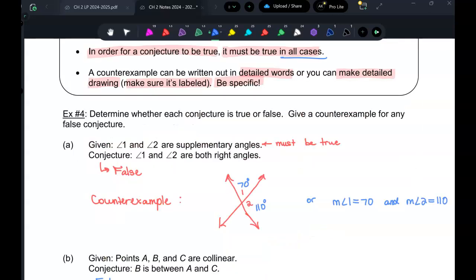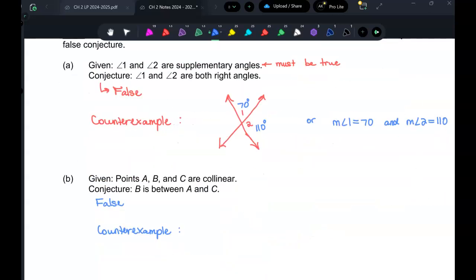Right? So in the first example, I only gave you one example that made it false. Now, this is not the only example. We used 70 and 110. We could have used, what else? We could have used 80 and 100. We could have used 50 and 130. All of those would be fine.